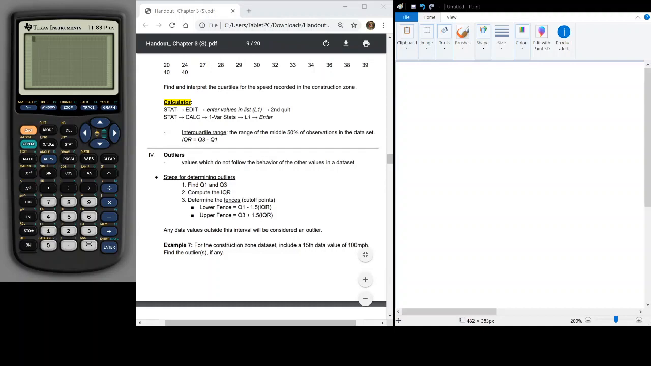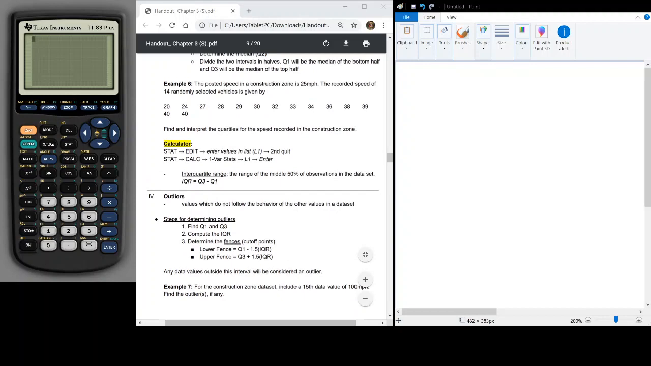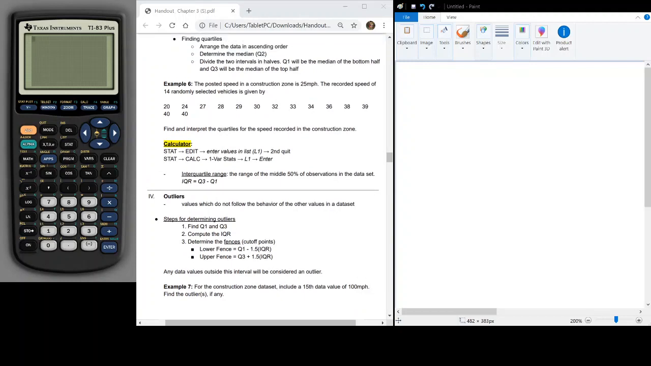When we think about it, there's a construction zone, right? In the construction zone, we're only allowed to go so many miles per hour. If we're only allowed 25 miles per hour, would 100 miles per hour be considered unusual? It would be. Intuitively, it would be considered unusual behavior for a vehicle. An outlier is unusual behavior in a data set, and what I want to do in example 7 is show that 100 miles per hour is an outlier.